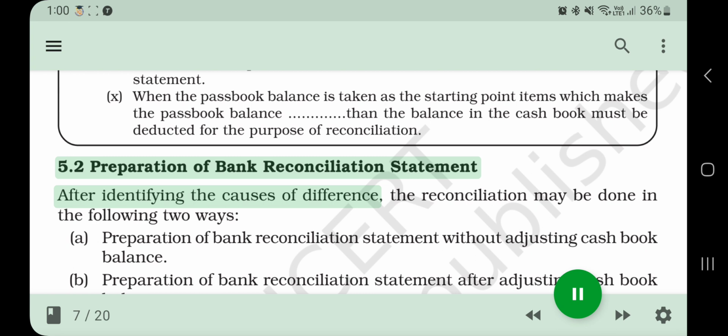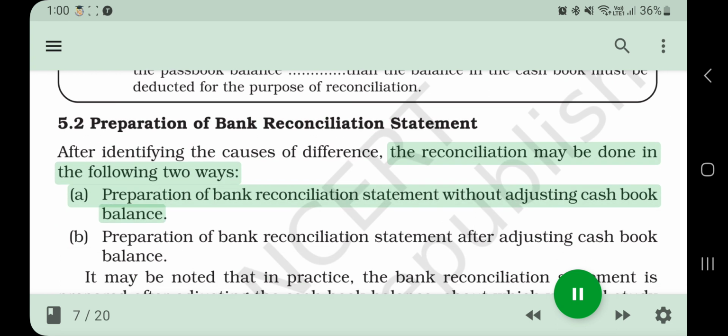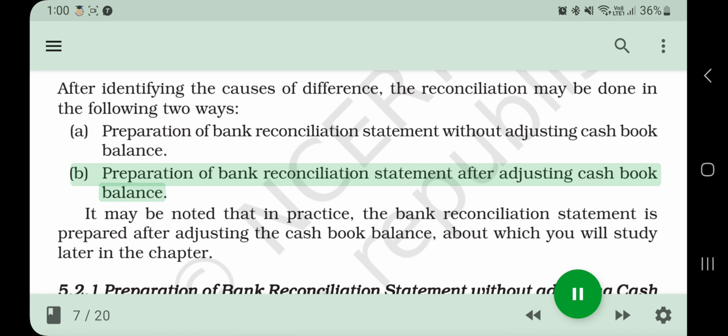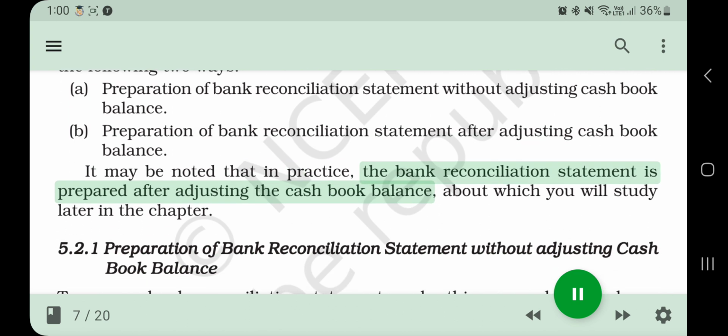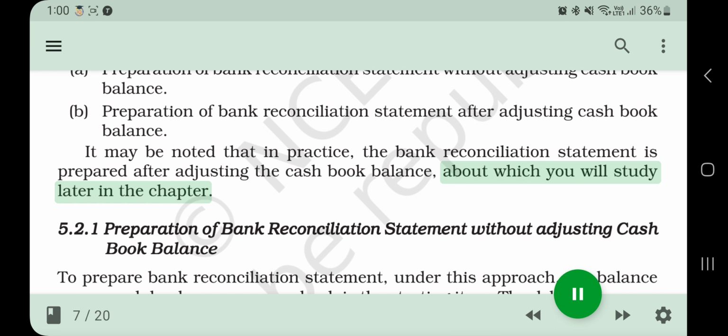5.2 Preparation of bank reconciliation statement. After identifying the causes of difference, the reconciliation may be done in the following two ways. A. Preparation of bank reconciliation statement without adjusting cash book balance. B. Preparation of bank reconciliation statement after adjusting cash book balance. It may be noted that in practice, the bank reconciliation statement is prepared after adjusting the cash book balance, about which you will study later in the chapter.